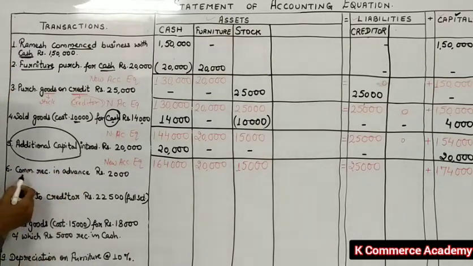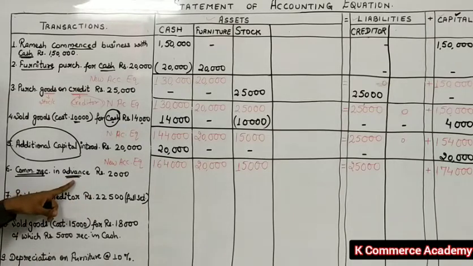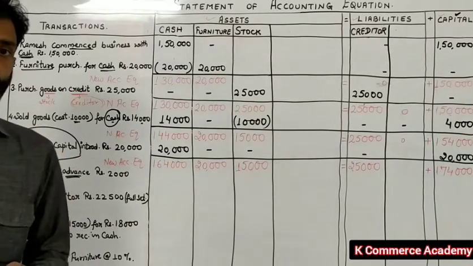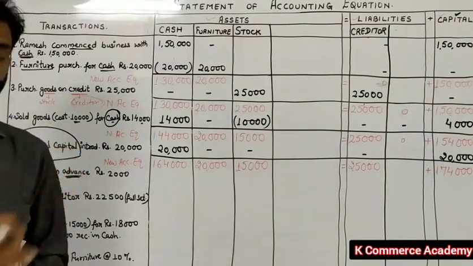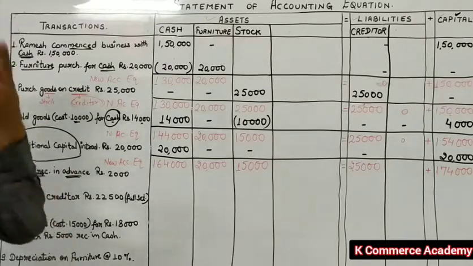Commission received क्या होता है? Commission received हमारी income होती है, but this commission has been received in advance. So this will not form an income, but it will become a liability for the business. Commission received is an income, लेकिन जब वो income हमें advance में receive हुई है, that is called unearned income. So it will become a liability.